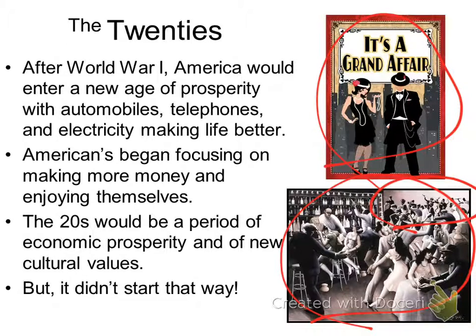And so the 20s, and we have 4 bullets here we'll take a quick look at. After World War I, America would enter a new age of prosperity. Automobiles, telephones, and electricity making life far better. The 1920s brought about a great deal of prosperity. We were able to create or improve upon existing inventions, existing items, and mass produce them and make them available to the general public. Things like automobiles, telephones, and of course, having your home electrified became the norm.